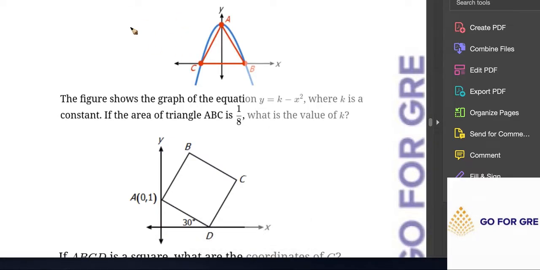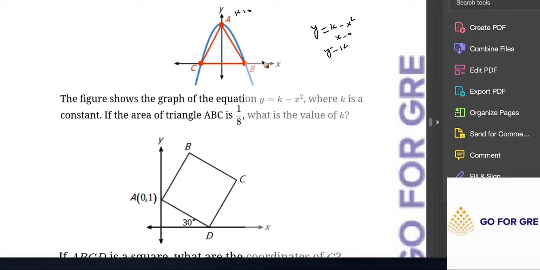Let's solve this question. The next question, it's a good question. y is equal to k minus x square, where k is a constant. If the area of the triangle ABC, now let's say k. So in this equation y is equal to k minus x square, if we put x is equal to 0, we get y is equal to k. So it means height is equal to k. So I can write (0, k).